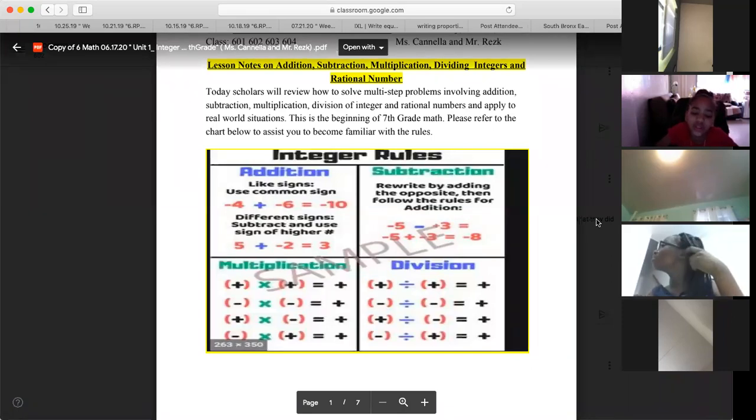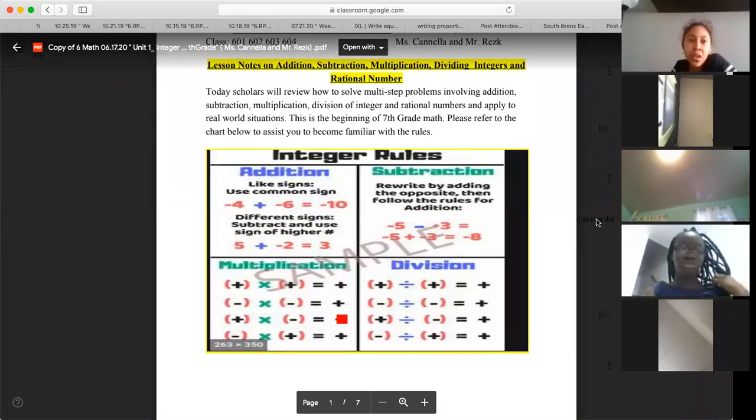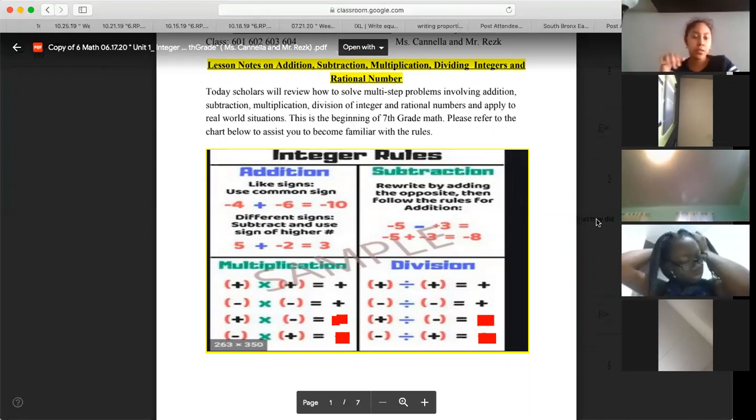Integer rules. Addition. Like signs, use common signs. -4 plus -6 equals -10. Different signs, subtract and use sign of higher number. 5 plus -2 equals 3. Subtraction. Rewrite by adding the opposite, then follow the rules for addition. -5 minus +3 equals -5 plus -3 equals -8.